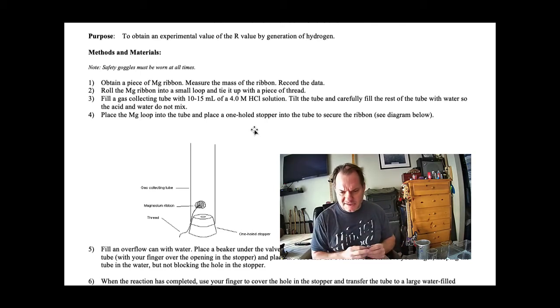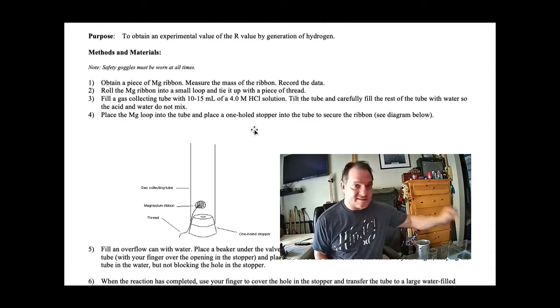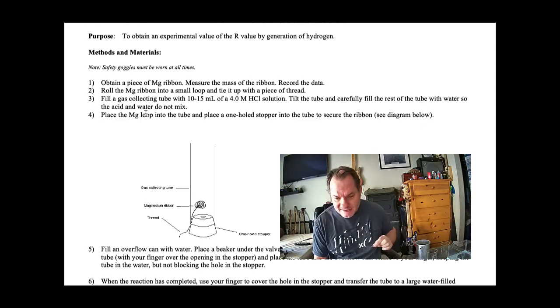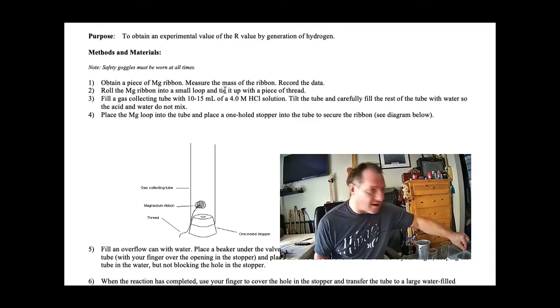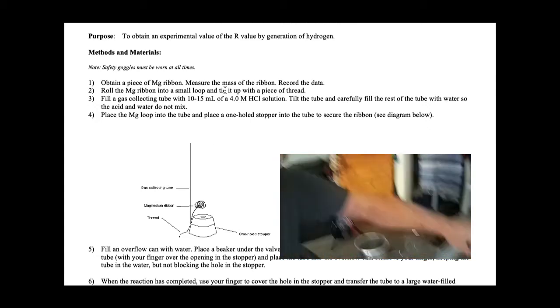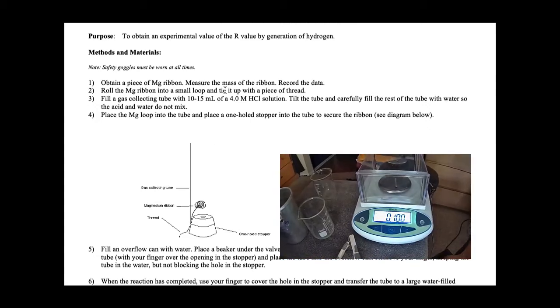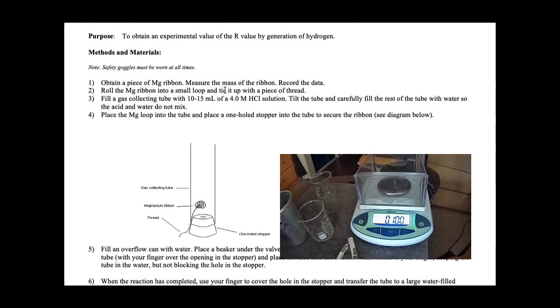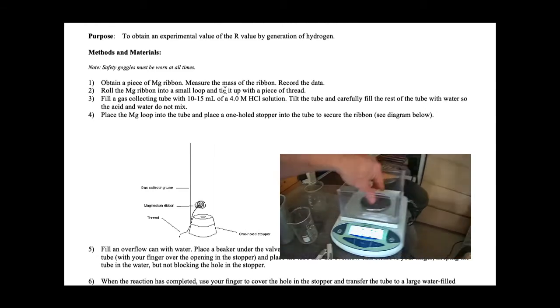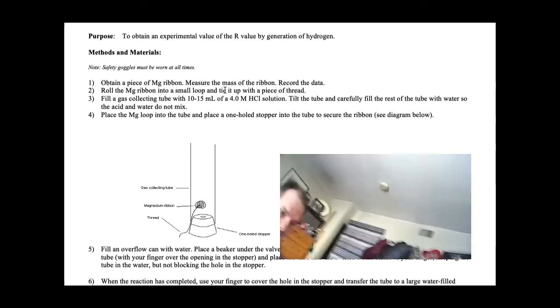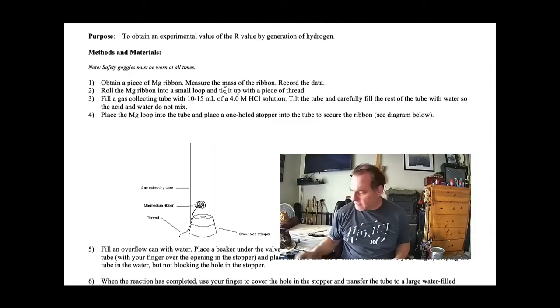So I've got my piece of magnesium ribbon. The first thing is to determine the mass of that magnesium. So onto the balance you go. It looks like a 0.100 gram piece of magnesium. How handy. Let's go ahead and record that data.